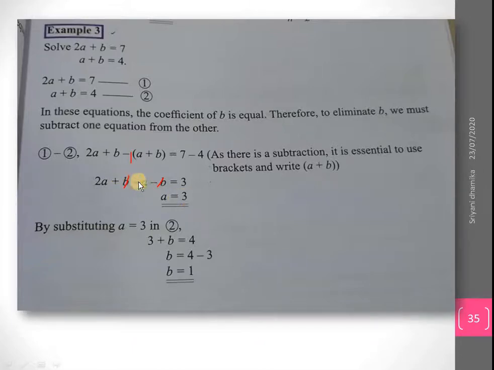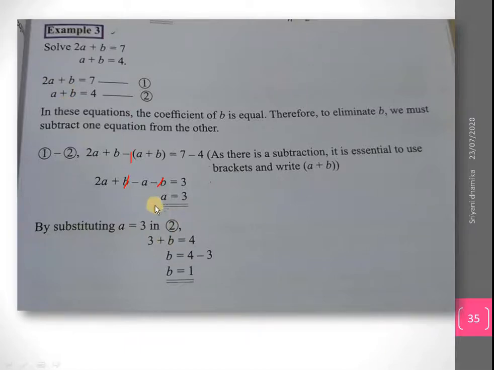Now here we eliminated one unknown by subtracting equations. So we can eliminate one unknown by adding or by subtracting equations. Here you have to identify the term: the coefficient is positive 1b. In the second equation, the coefficient of b is positive 1. So we have to subtract terms with equal coefficient.